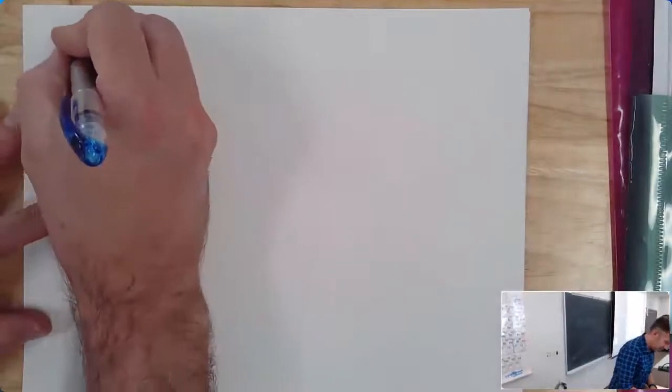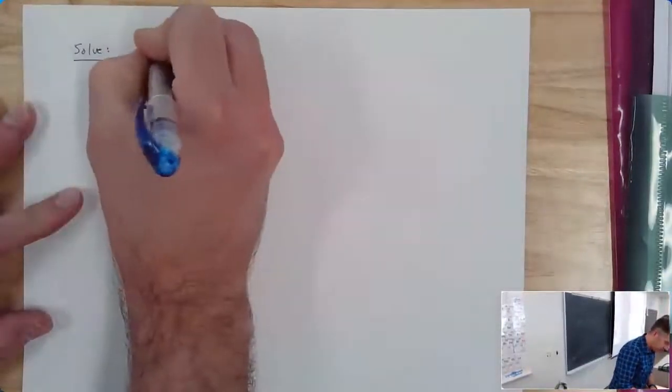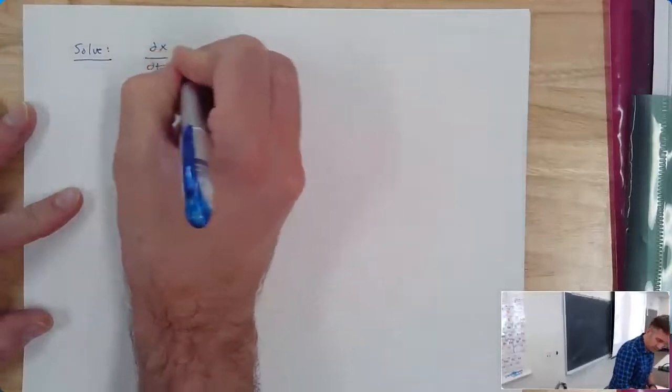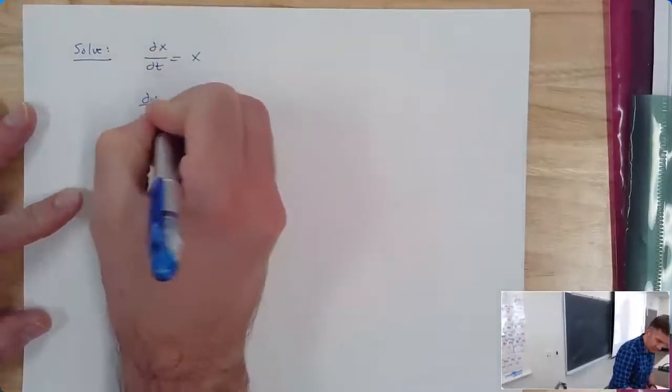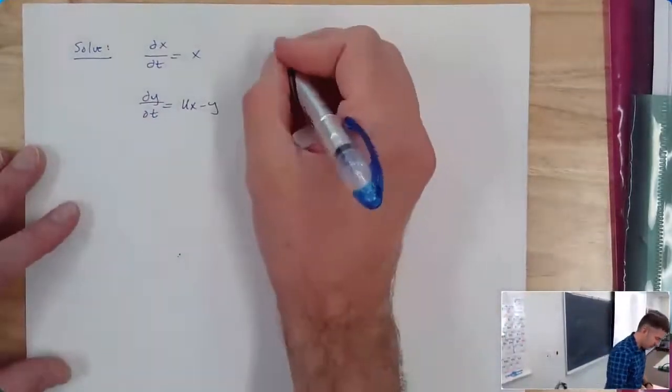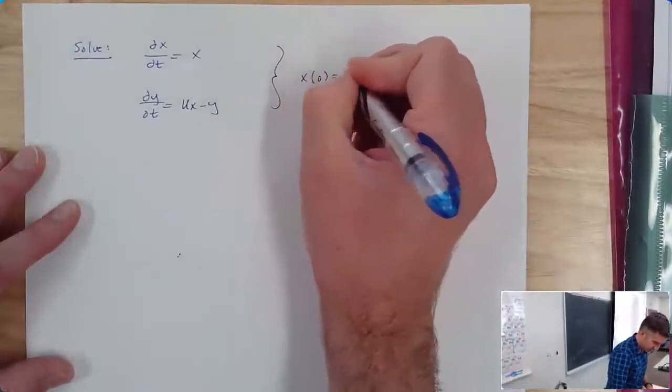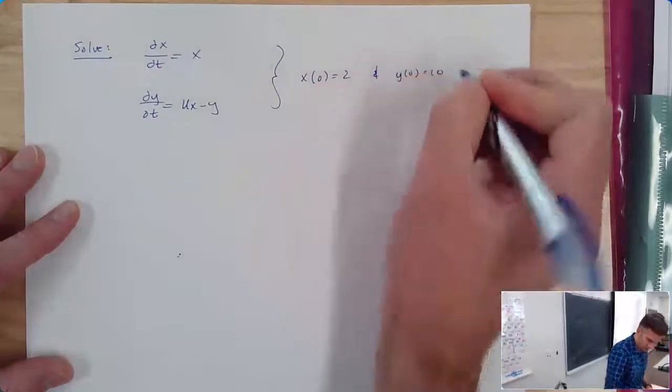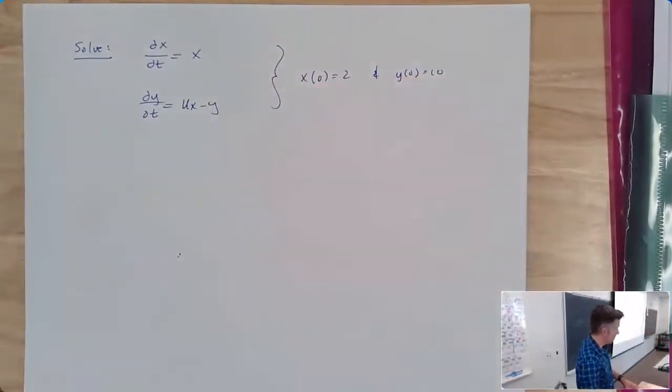So speaking of practice, let's actually do some practice. As good as it is to talk about the interpretation, it's also important that we know how to do these things. So let's say we have a system like this. I want to solve the following system of equations: dx/dt equal to x, dy/dt equal to 4x minus y. And maybe we have some initial conditions, maybe not: x(0) equals 2, and y(0) equals 10. We'll probably ignore that, but let's do it anyway.